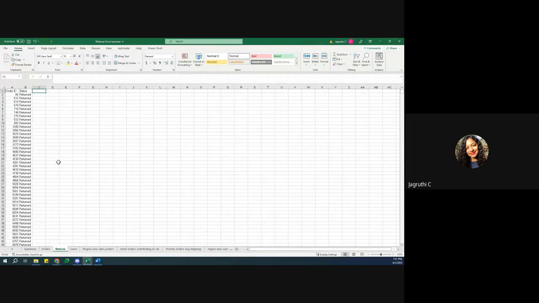I have separate exercises for you guys as well. Since we have really less time, I'll just sum up how you can use pivots and charts here. Then later we can get into your exercises.